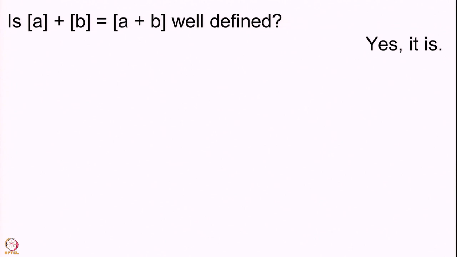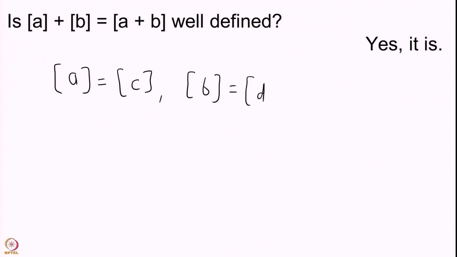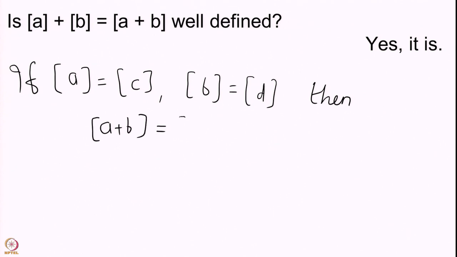Okay. So, let us go to the very first property. We are asking whether this addition is well defined. The answer is that yes, it is, but how do we check this? What it means is that if the class of A is equal to the class of C, and the class of B is equal to the class of D, then we must have that the class of A plus B is the same as the class of C plus D.